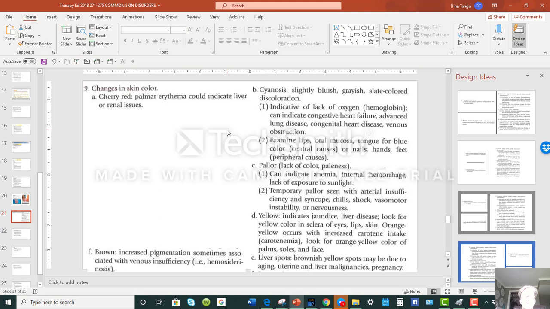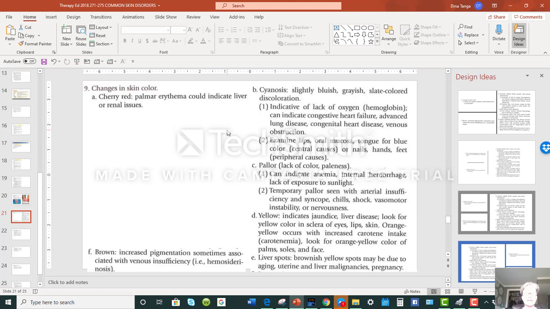Examine lips, oral mucosa, tongue for blue color, central causes, or nails, feet, and hands, peripheral causes. Pallor, lack of color, paleness, can indicate anemia, internal hemorrhage, lack of exposure to sunlight. Temporary pallor seen with arterial insufficiency or syncope. Chills, shock, vasomotor instability, or nervousness.